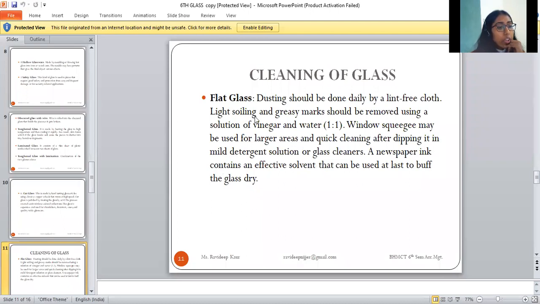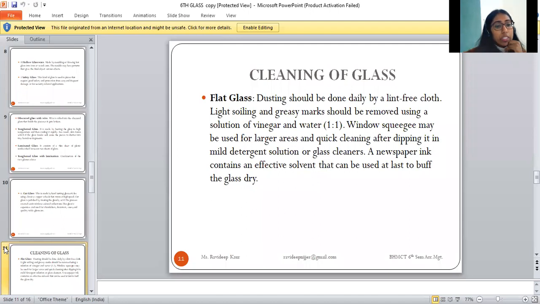Light soiling and greasy marks should be removed using a solution of vinegar and water. The ratio of these ingredients, vinegar and water, should be 1:1. So to remove the stains or greasy marks from flat glass, the solution required is vinegar and water.